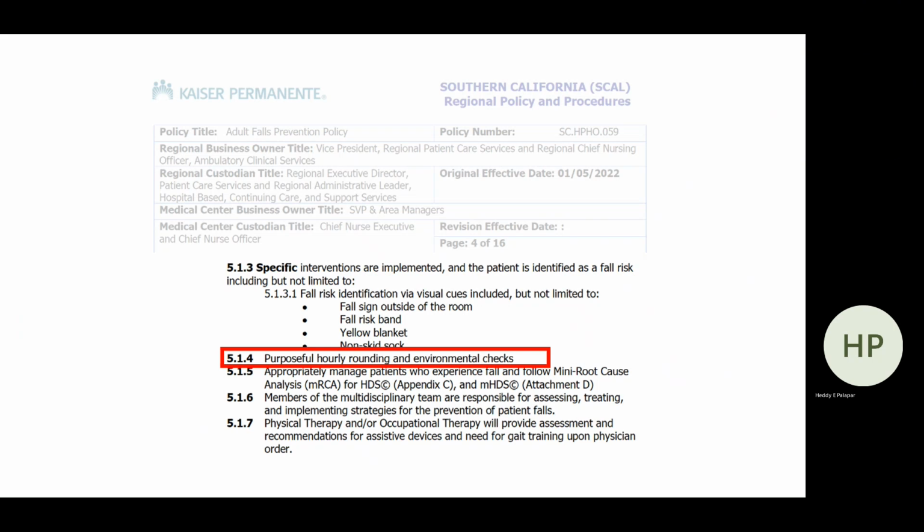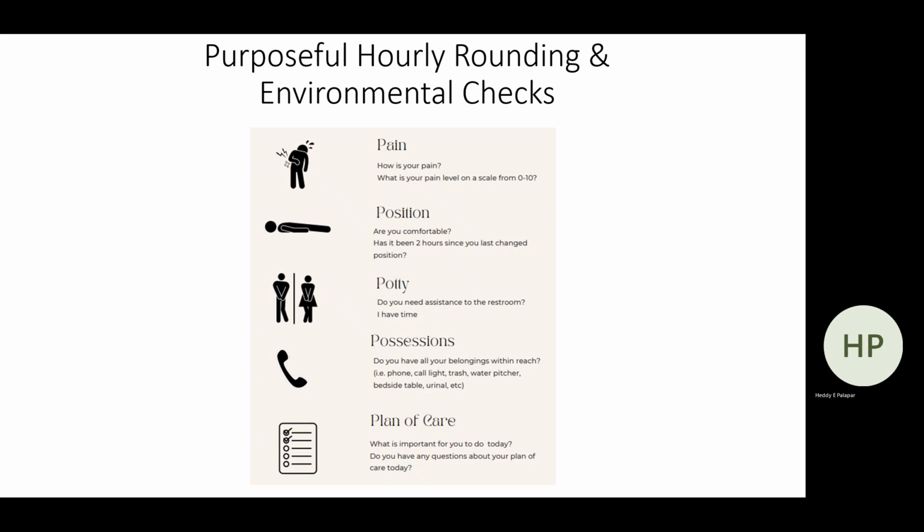In the next slide of the presentation, I'm going to focus on purposeful hourly rounding and environmental checks, as it is part of our Southern California Regional Fall Prevention Policy that applies to our local med center. Purposeful rounding has been proven to increase quality of care and patient satisfaction. Purposeful rounding gives staff the opportunity to proactively address the most common patient needs, which include pain, position, potty, possessions, and plan of care. The success of purposeful rounding is highly dependent on the nursing staff prompting questions related to the 5 Ps.